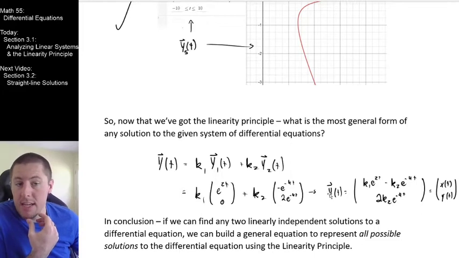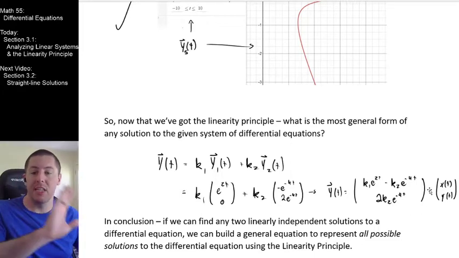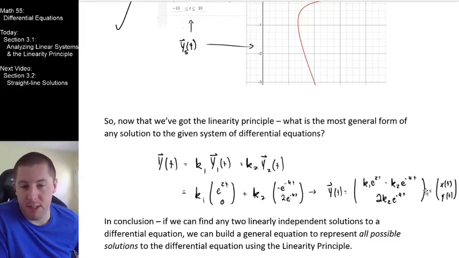But this now is a good general form for literally every single one of the infinite solution curves out there in the phase plane, which is really, really awesome, right? So again, I've said it a couple times now, but I don't think we've felt the gravity of this thing yet.